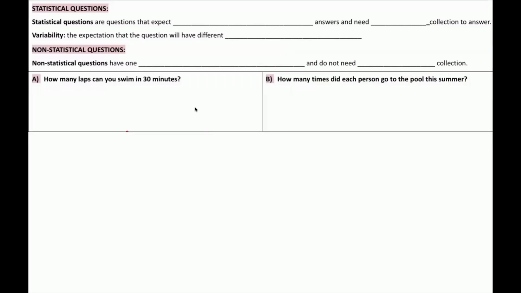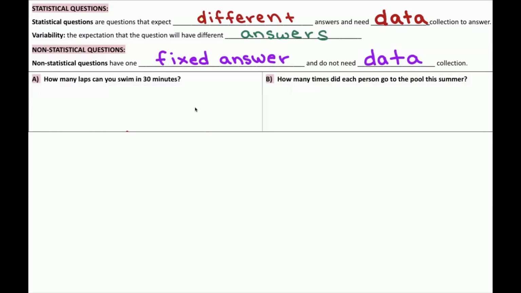Our first note is on statistical questions, which are questions that expect different answers and need data collection to answer. Variability is the expectation that the question will have different answers. Non-statistical questions are questions that have one fixed answer and do not need data collection. So basically, statistical questions have more than one answer and the answers are different. Non-statistical questions only have one answer.